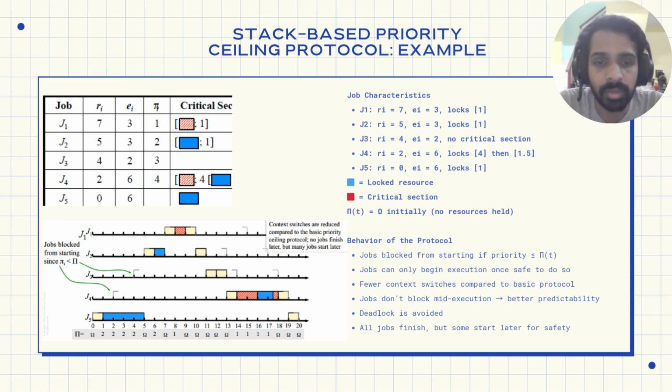As for the behavior of the protocol, jobs are blocked from starting if their priority is not higher than π(t). Jobs can only begin execution once it is safe to do so. There are fewer context switches compared to the basic protocol. Jobs don't block mid-execution, which is better for predictability. Deadlock is also avoided, and all jobs finish, but some start later for safety.